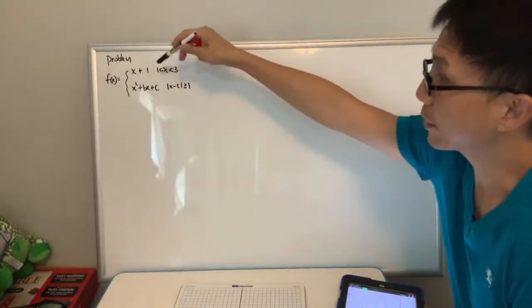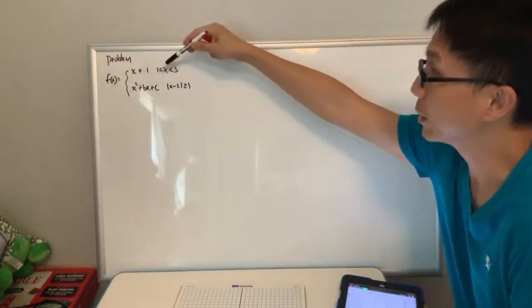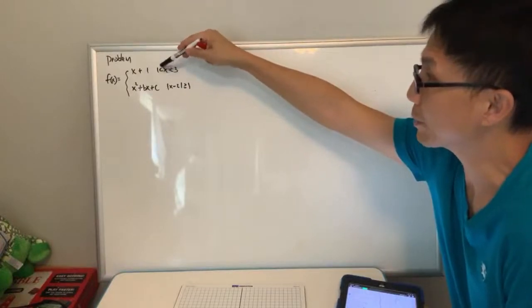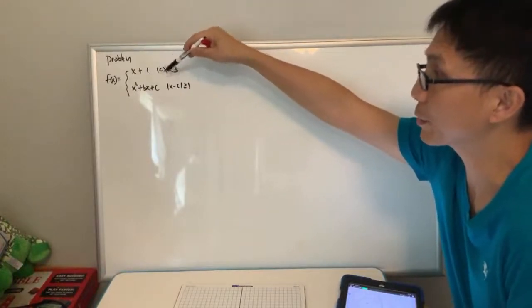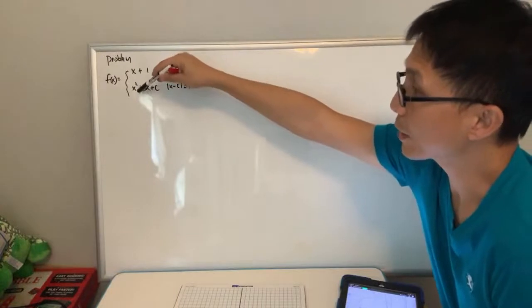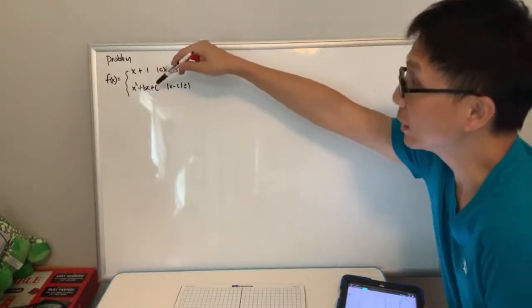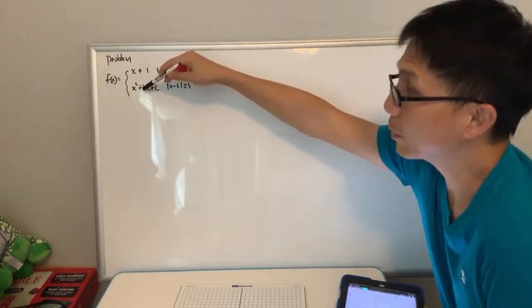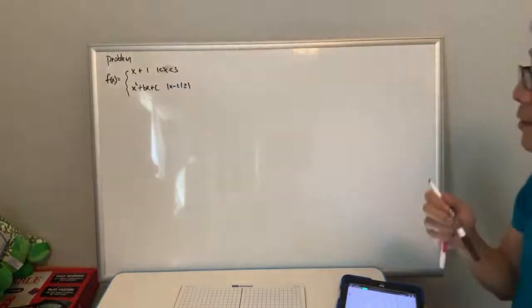So let's start with this function: a x plus 1 when x is between 1 and 3. This is called domain restrictions. And this is another one: x squared plus bx plus c. In this case, x squared is a variable, b is a constant, and c is a constant.